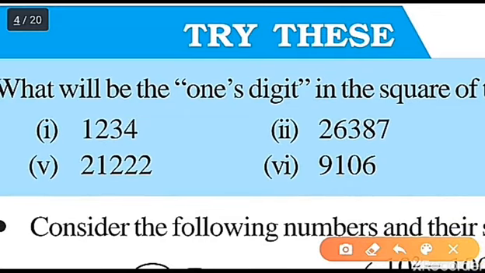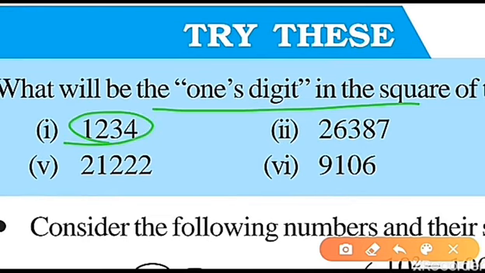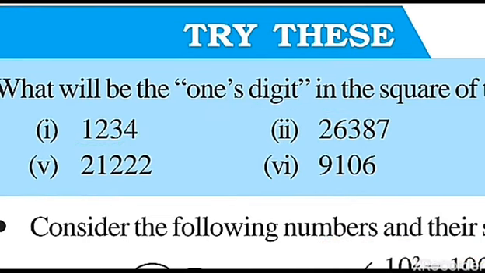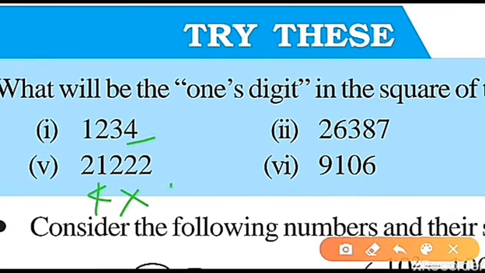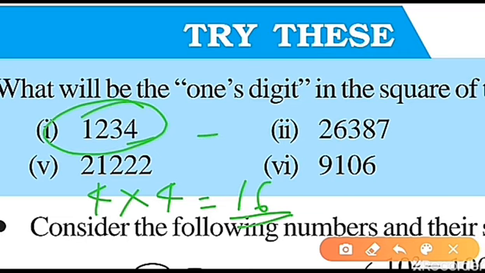So, what will be the ones digit in the square of 4? If we square this number, you can see the ending digit is 4, and if we multiply 4 into 4 we get 16. So the square of this number will end with 6.